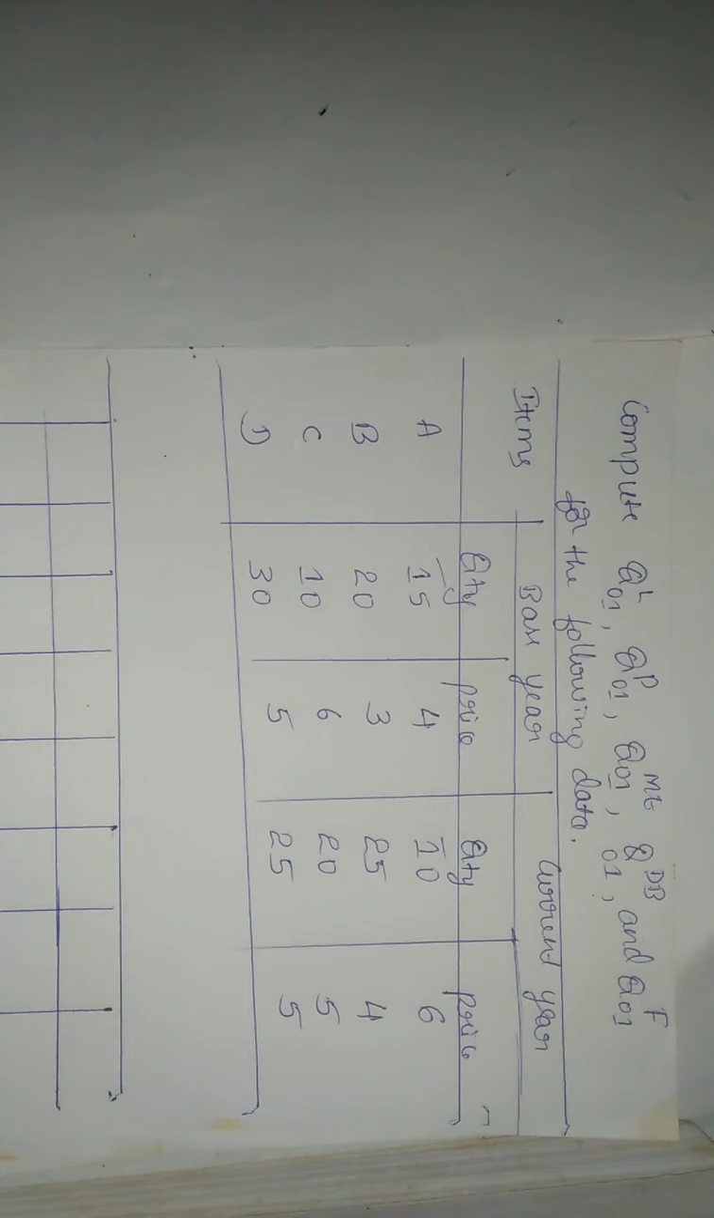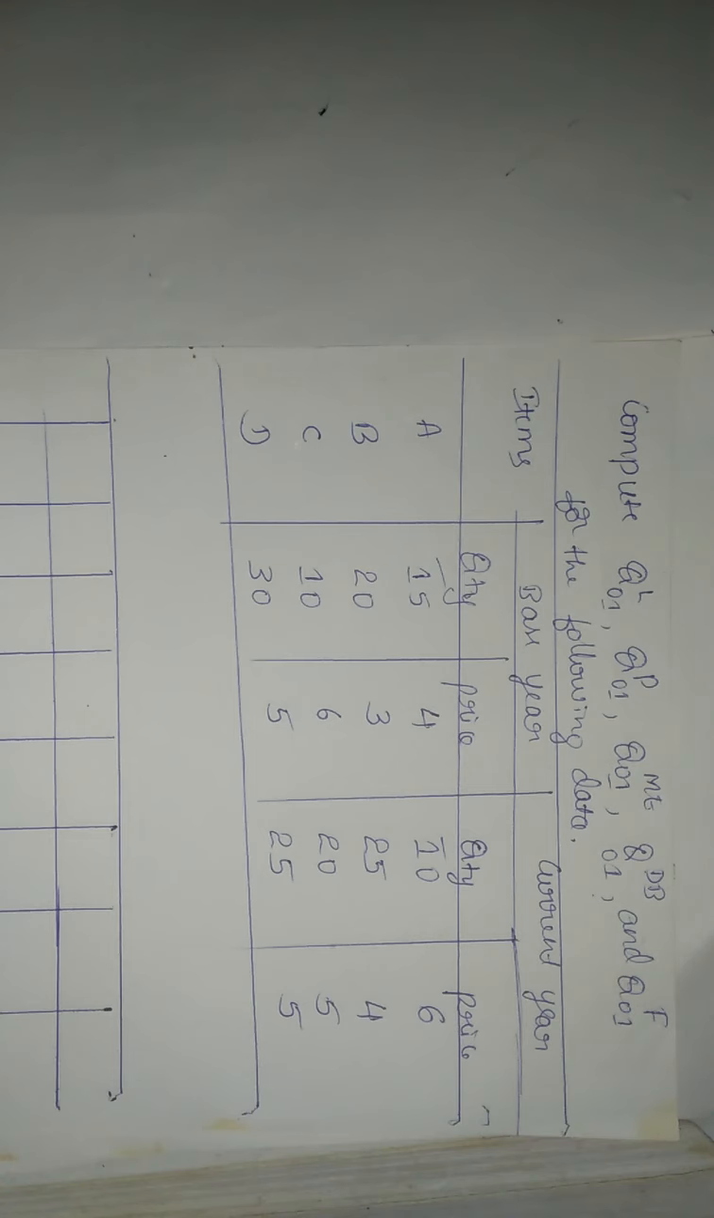In this session I am going to explain about the problems on quantity index number. As we already studied the concept of types of index number and also the problems on price index number. There are mainly three types of index number. First one is price index number, second one is quantity index number, and the third one is value index number.